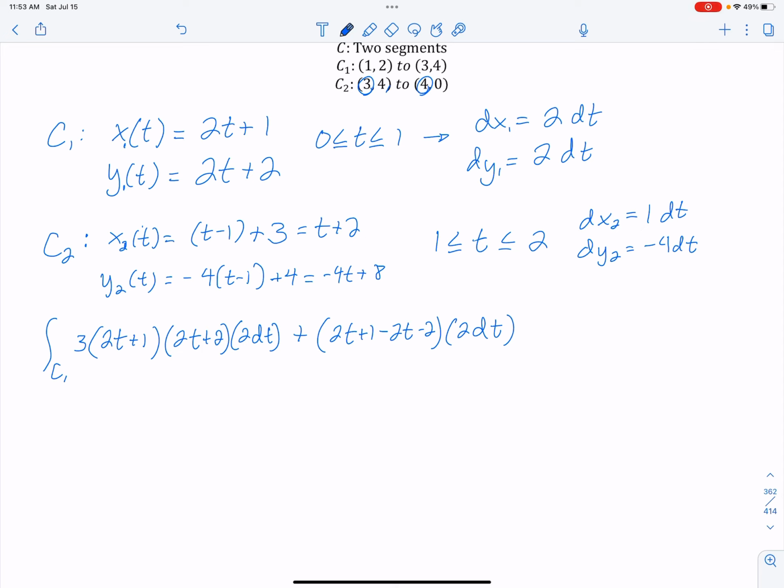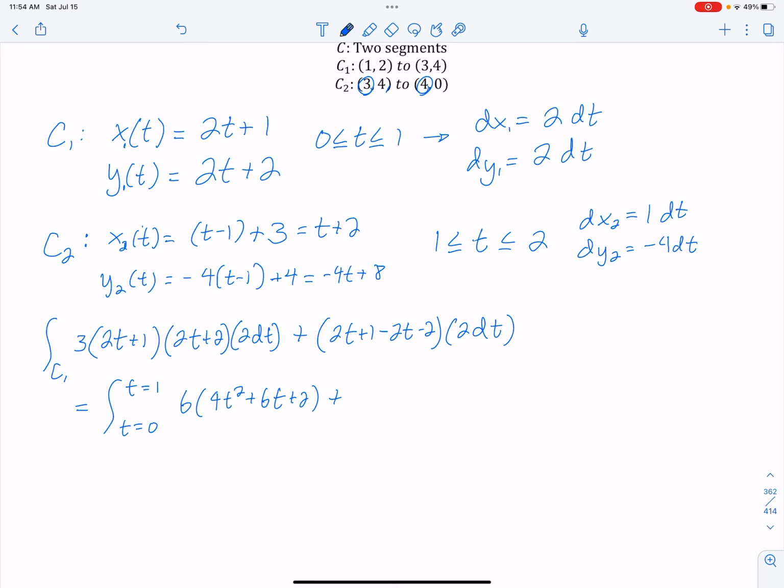All right, we would work all that out. So we have the integral of C1, and we can change our limits now, right? I'm going to change it to t equals 0 to t equals 1. Then I'm going to start multiplying this out. I have 6 times 4t squared plus 2, and 6t plus 2, and then 1 dt for the whole thing.